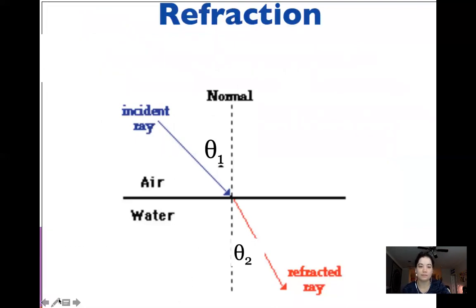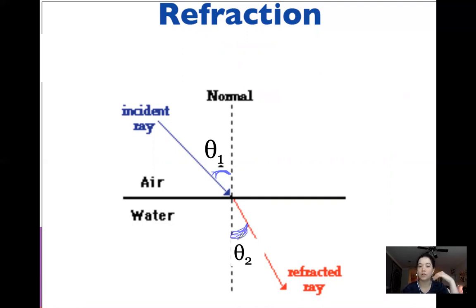Here's our refraction. We have an incident ray. Remember, incident rays are our rays that are coming in. Here's our surface. We've got air on the top and water on the bottom, and we've got our normal. Down here is our refracted ray, okay? We've got some angle of incidence, and then we've got our angle of refraction down here.